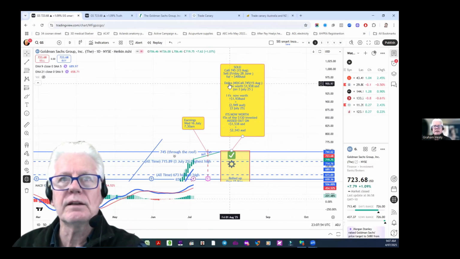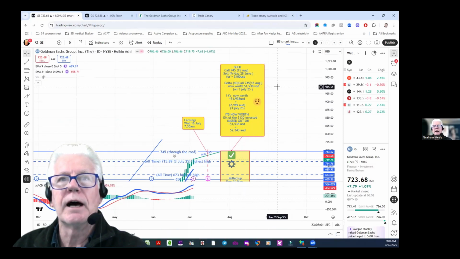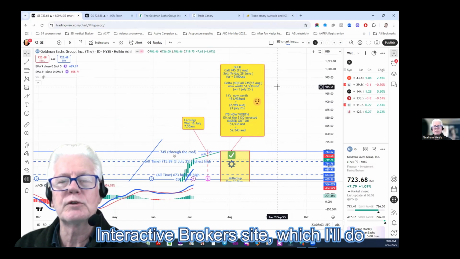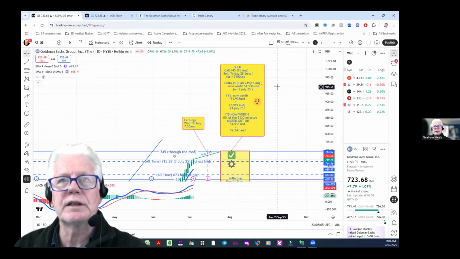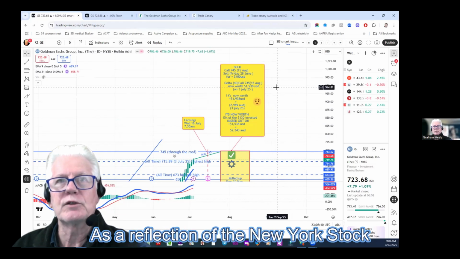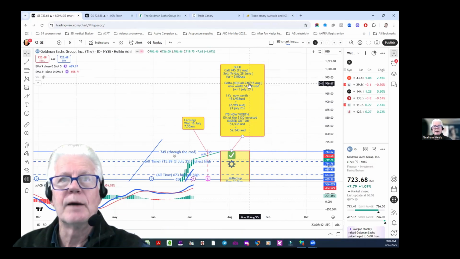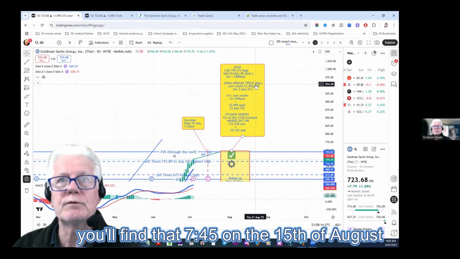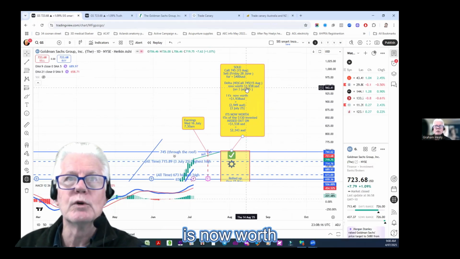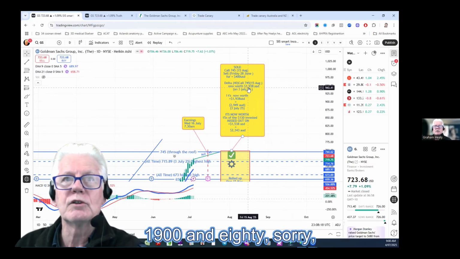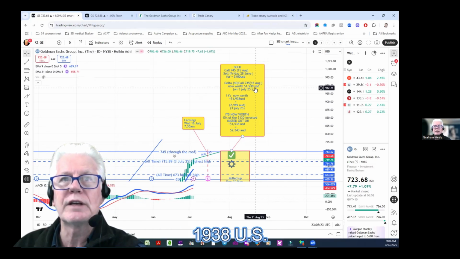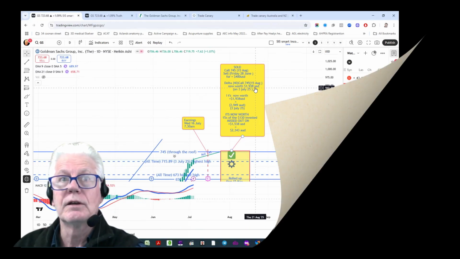Now, it was a delta 40 on, when you have a look at the Interactive Brokers site, which I'll do in a minute, where you've got all the trades sitting there as a reflection of the New York stock market, you'll find that 745 on the 15th of August is now worth $1,938 US.